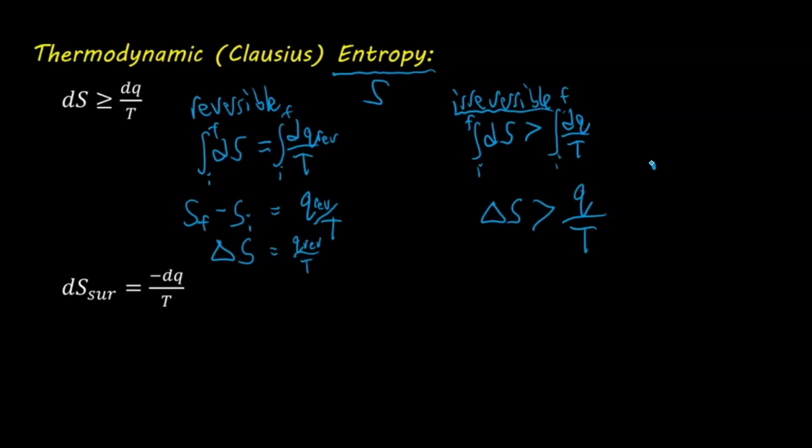So if we have some initial state here, we'll just call it I, which maybe is certain pressure, volume, temperature, that sort of thing.